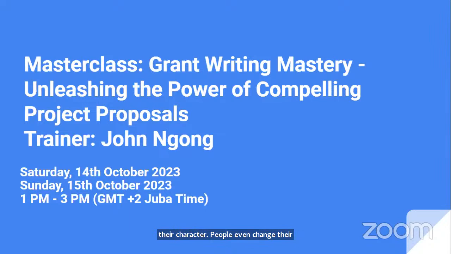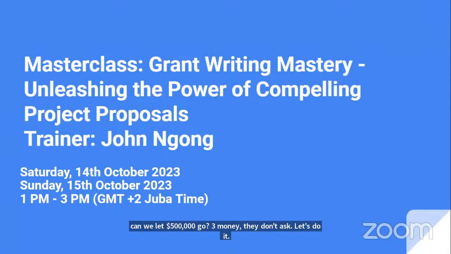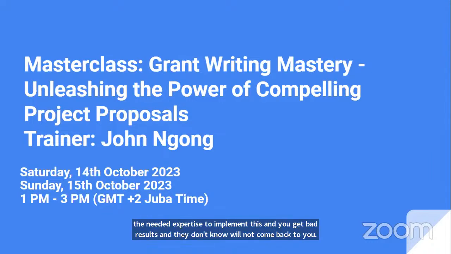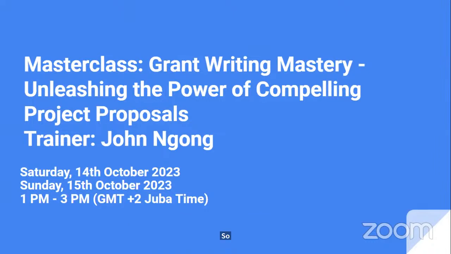How can we let $500,000 go? Free money, the donors come to us, let's do it. But that is you setting yourself up for failure. Because when you begin to implement, you don't have the experience, you don't have the needed expertise to implement this, and you get bad results, and the donor will not come back to you. So if in your go/no-go meeting you are not realistic, you might go for whatever comes your way, and that can set you up for failure.